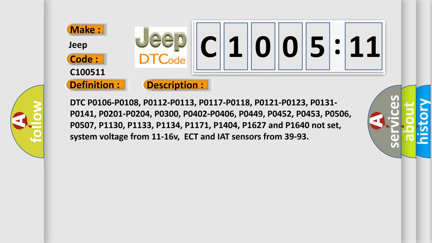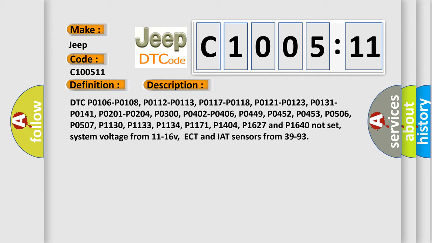DTC P0106, P0108, P0112, P0113, P0117, P0118, P0121, P0123, P0131, P0141, P0201, P0204, P0300, P0402, P0406, P0449, P0452, P0453, P0506, P0507, P1130, P1133, P1134, P1171, P1404, P1627 and P1640 not set. System voltage from 11 to 16V, ECT and IAT sensors from 39 to 93.